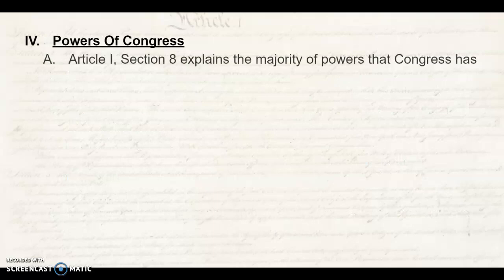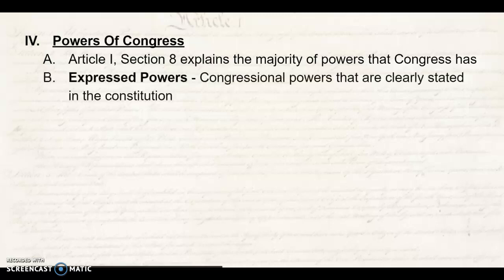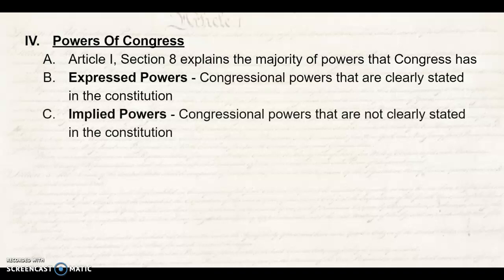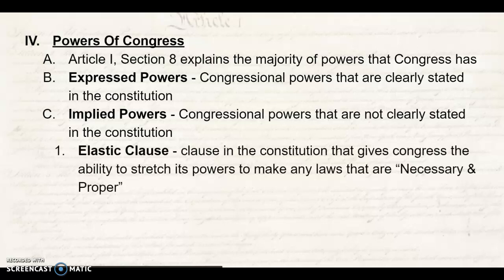Powers of Congress. Article 1, Section 8 explains the majority of powers that Congress has. They have expressed powers, which are congressional powers that are clearly stated in the Constitution. Implied powers, congressional powers that are not clearly stated in the Constitution. For example, the Elastic Clause, a clause in the Constitution that gives Congress the ability to stretch its powers to make any laws that are, quote, necessary and proper.